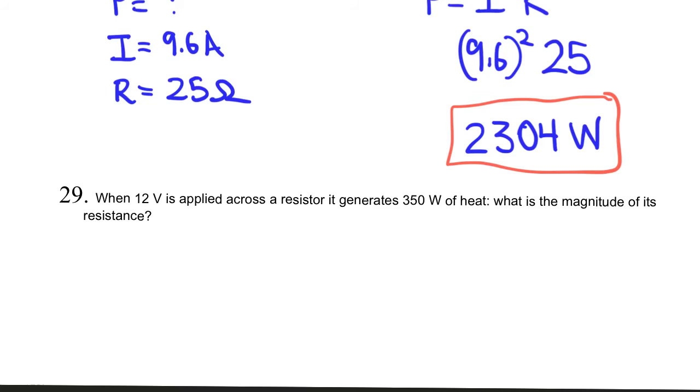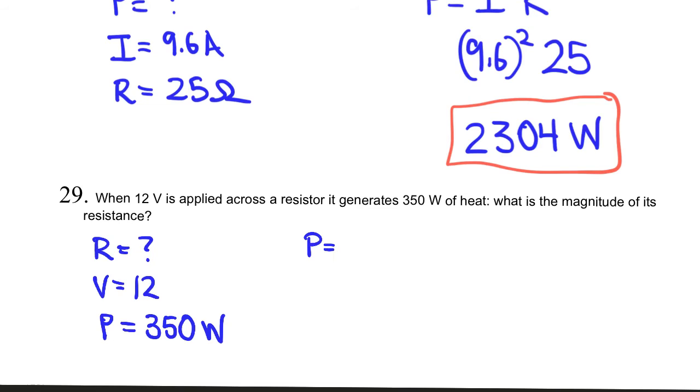First off, the question. We always look for the who, what, when, where, in this case the what. What is the magnitude of the resistance? So R is what I'm looking for. 12 volts. V, that's voltage. 12 volts. And 350 watts, well, that's power. Okay, so if I were to look at my equations, I'm going to use this one. P is equal to V squared over R.